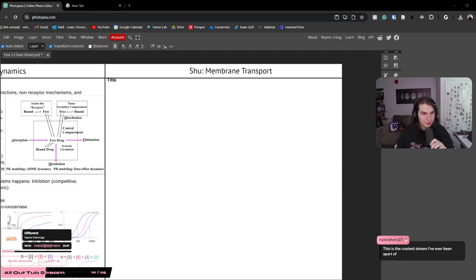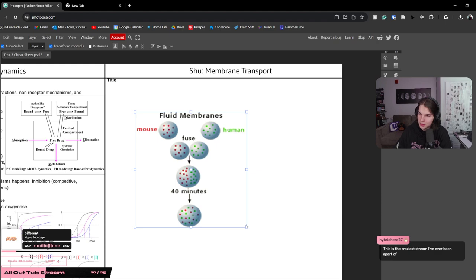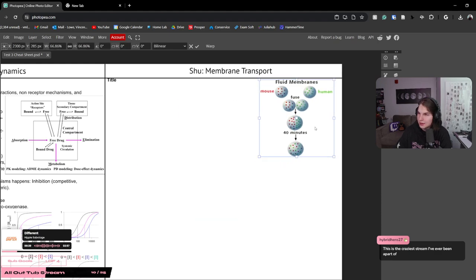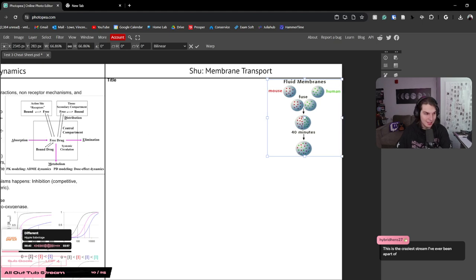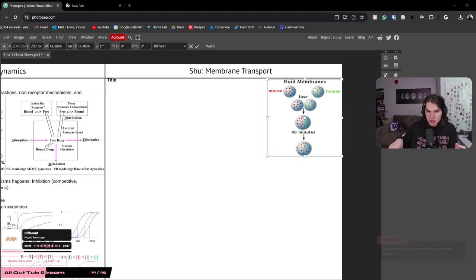Actually, I'm just gonna copy this photo over here. So we have a fluid membrane, and we can see that they can actually fuse mouse and human, which is really cool, honestly, kind of sick. But the first part about membrane transport is how molecules get across the cell membrane. This works normally through active or passive transport. Active means that it takes energy, passive means that it doesn't.